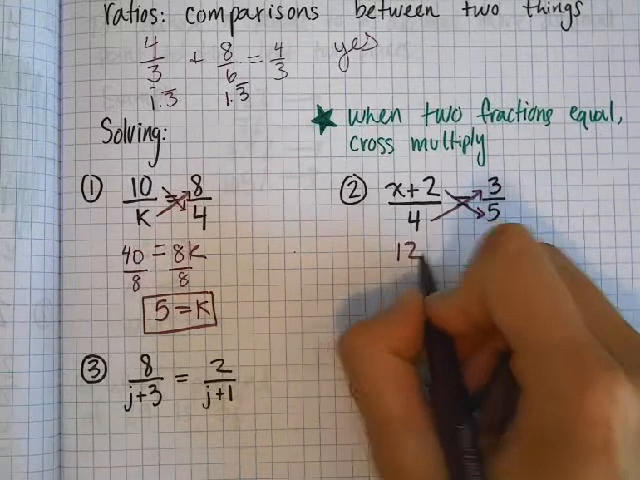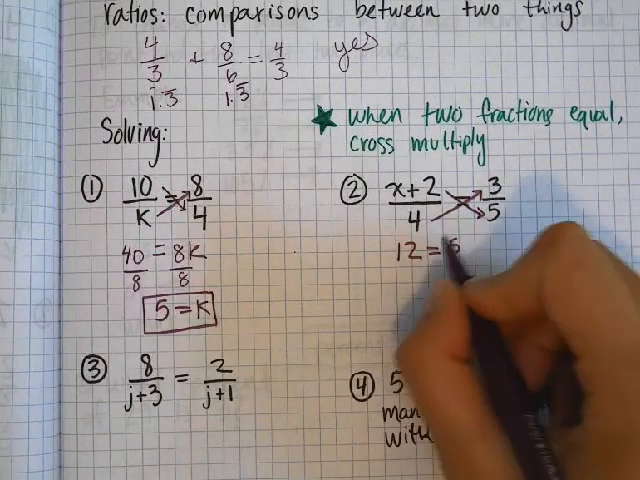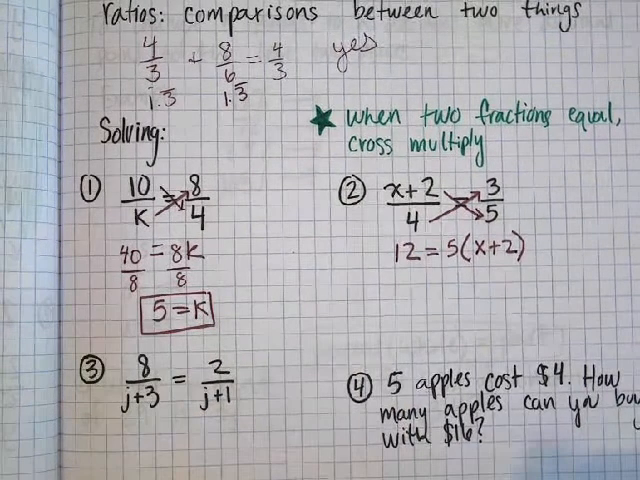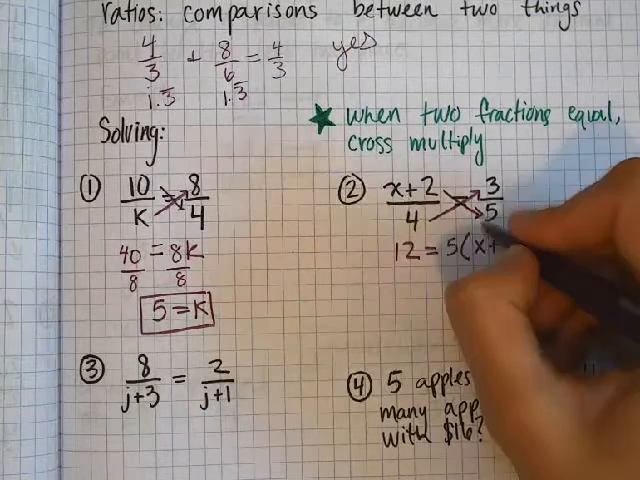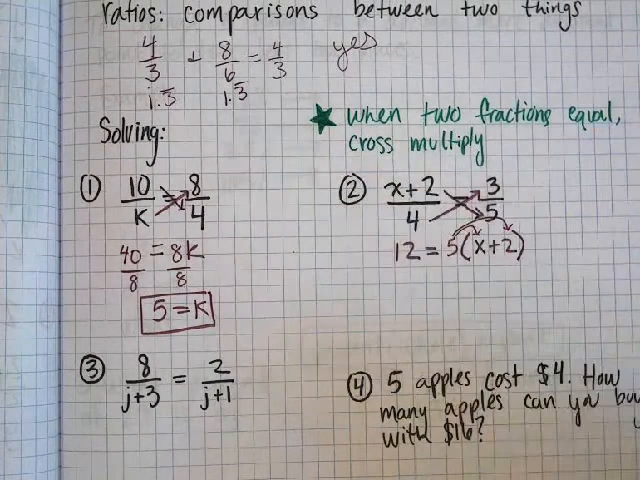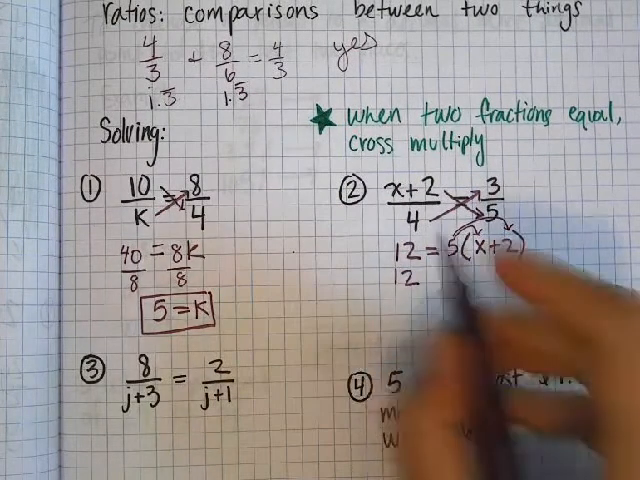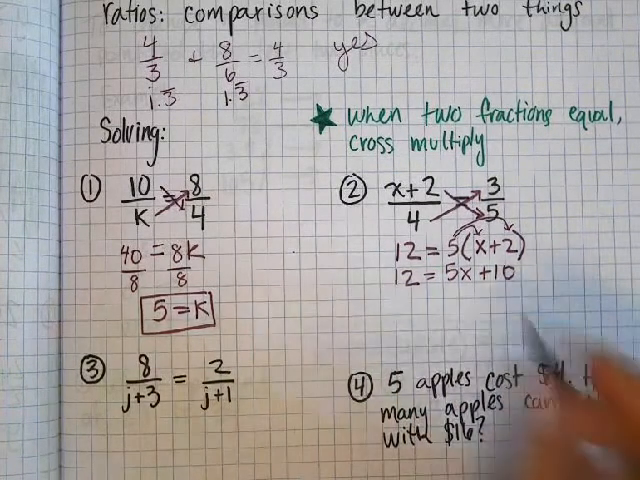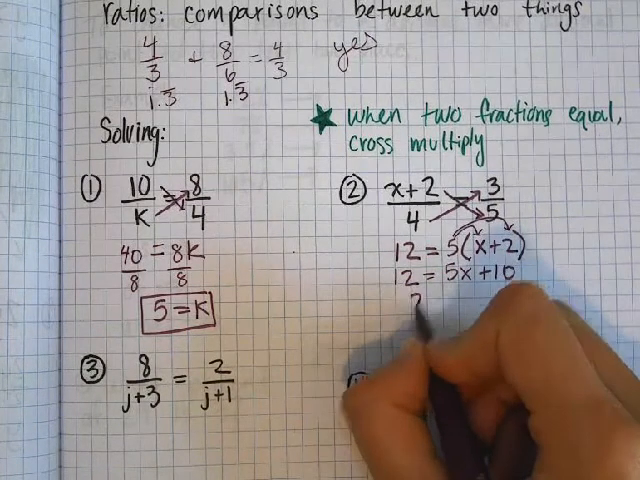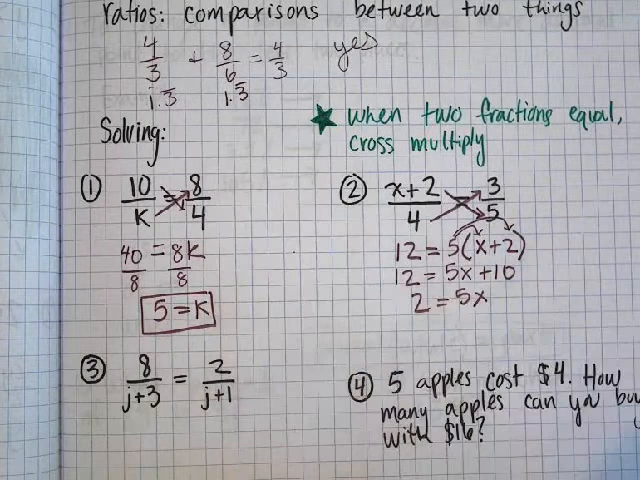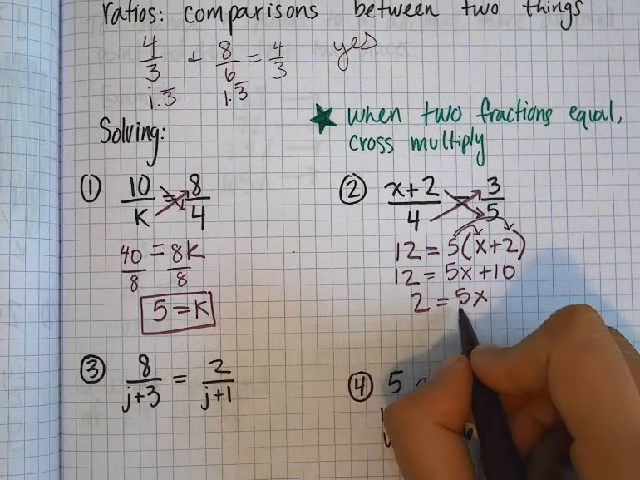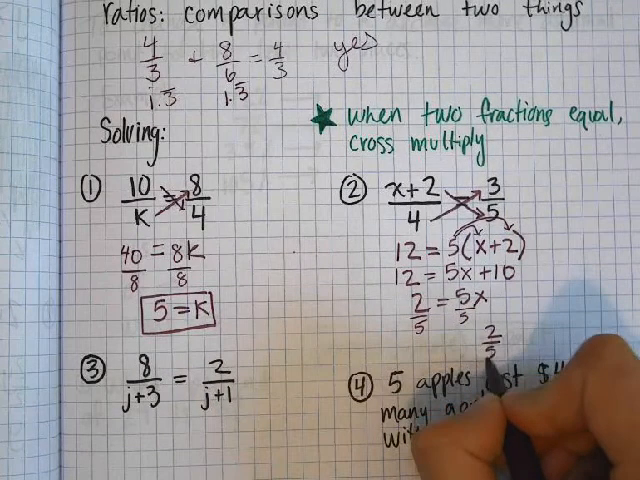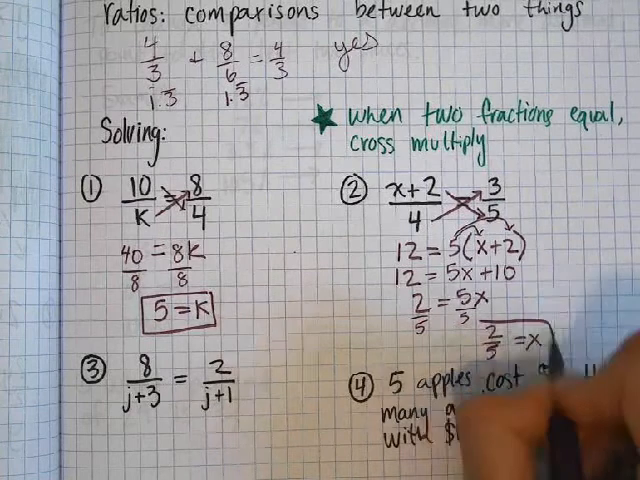All right, here we're going to cross multiply. Okay, so we've got 12 equals, now this is not just 5x plus 2, it's 5 times x plus 2. Okay, and when you do that, you got to make sure that you distribute. That's the big key here. So we've got 5x plus 10, and then if I subtract my 10, I've got 2 equaling 5x, and dividing by 5, let's keep this as a fraction, 2/5 equals x.